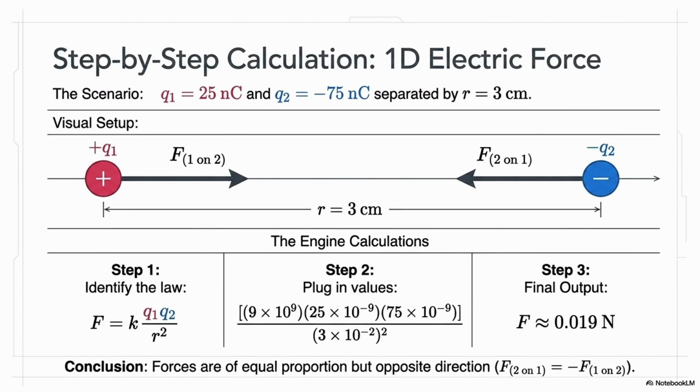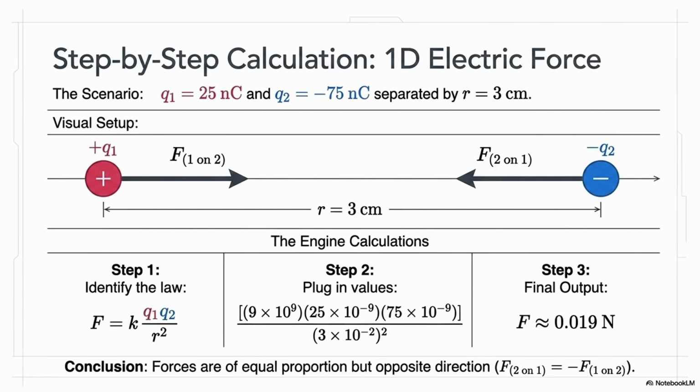Right. But looking at this, since one charge is 3 times stronger than the other, shouldn't one pull harder? It feels like it should, right? Like a truck playing tug-of-war with a bicycle. Yeah. But the conclusion from the slide clarifies this beautifully. The forces are of equal magnitude but opposite direction. So it's a perfectly balanced interaction regardless of the size disparity. Exactly.